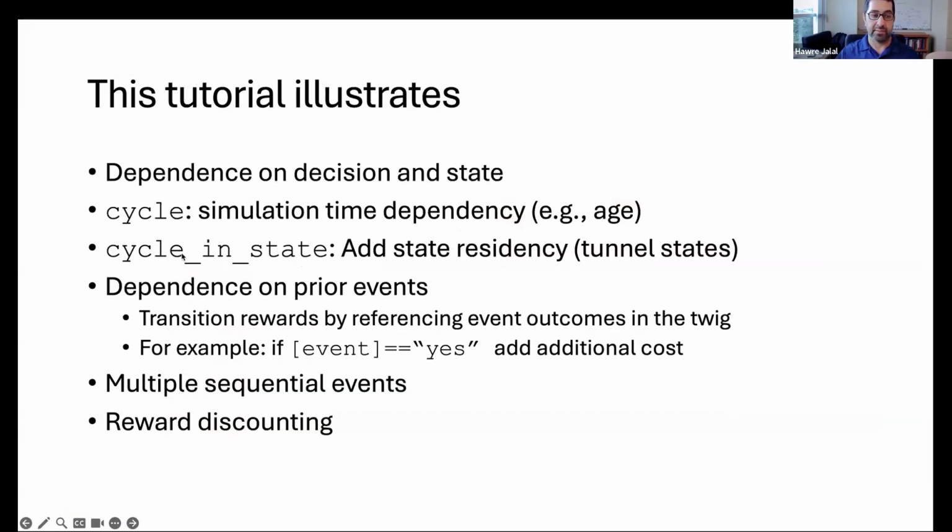So if a person is in cycle and state 1, that means they have spent 1 year or 1 cycle in the state. If it's 2, it means 2 cycles or 2 years, also called state residency or a tunnel state. Or you can have a dependence on prior events, transition rewards by referencing event outcomes in the twig. For example, if a prior event is equal yes, then apply a new cost or new transition and so forth. So you have access to all the inputs of the parameter and the structure of the model. So you can have multiple sequential events, as I showed, and also reward discounting. This is a discount rate that we usually apply for cost effectiveness analysis.